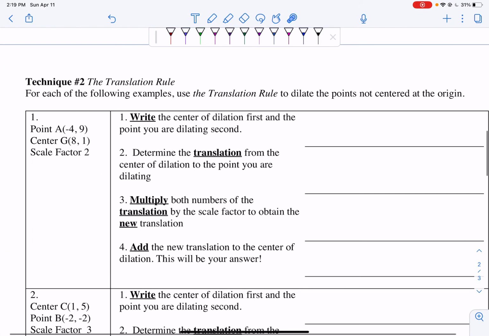So step 1 says, write the center of dilation first. So we're going to write our center of dilation first. So in this case, we're going to write our 8, 1.